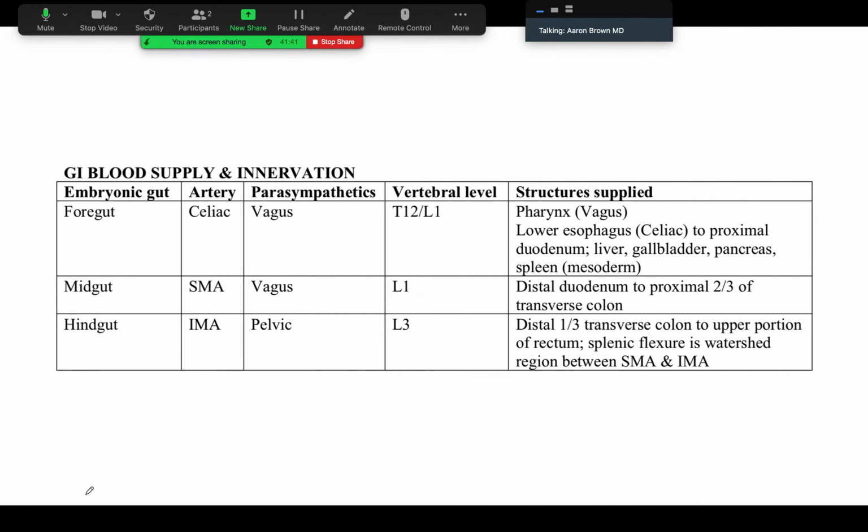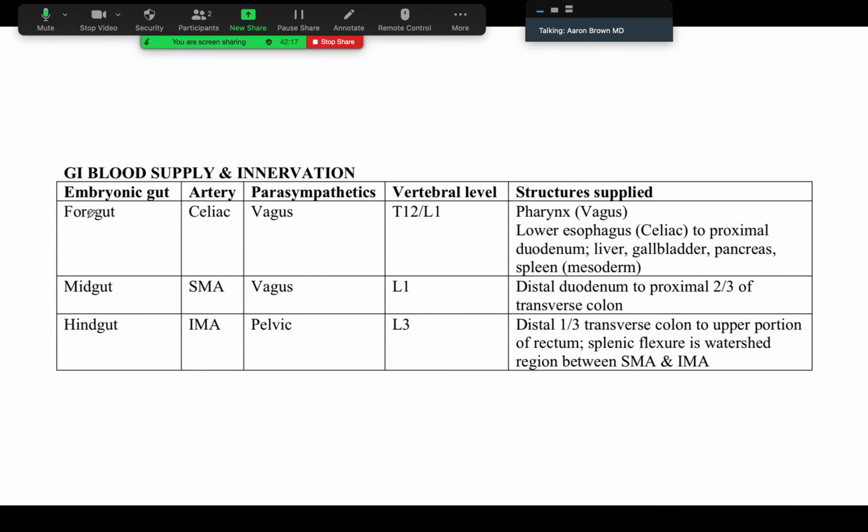So anatomy and physiology, we discussed a little bit about how the sympathetics are going to follow the arterial supply. The sympathetics are going to be forming plexi that originate at the vertebral level, so T12 through L1, and that plexus will be called whatever artery it goes along with, okay?